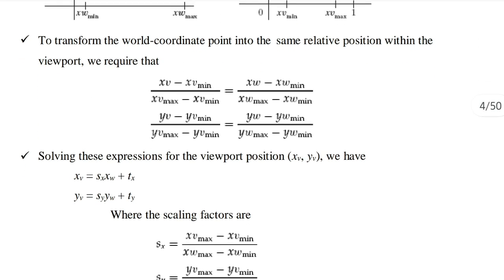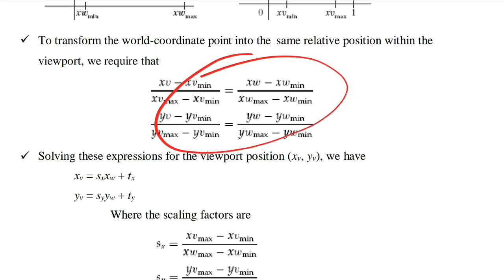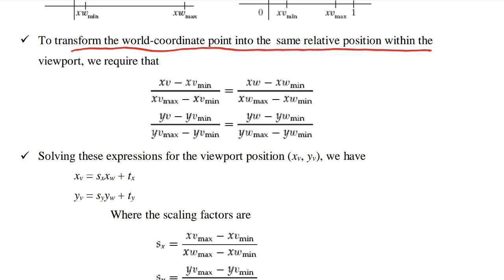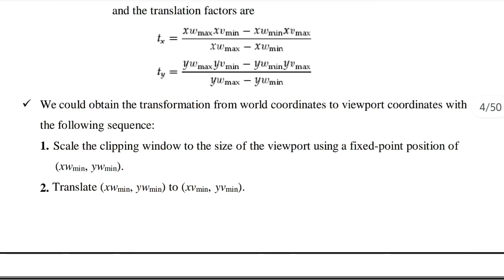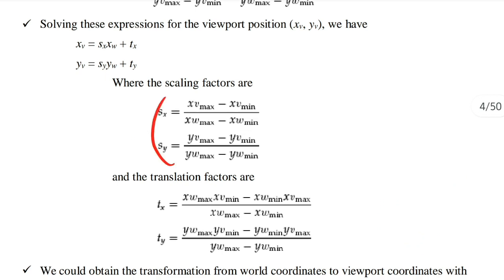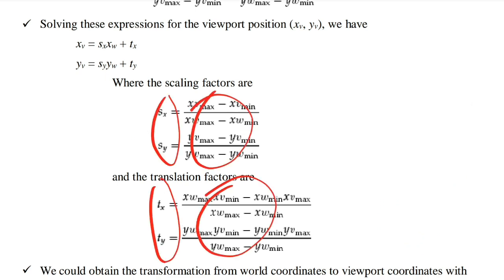Here are some equations that you have to memorize. After drawing the diagram, you have to write these things. This is what you use to transform the world coordinate point to the same relative position within the viewport. To transform the world coordinate to the same position within the viewport, we will be using these formulas. For this we will be using the scaling factors, which you calculate as follows, and the translation factors, which are calculated as follows.